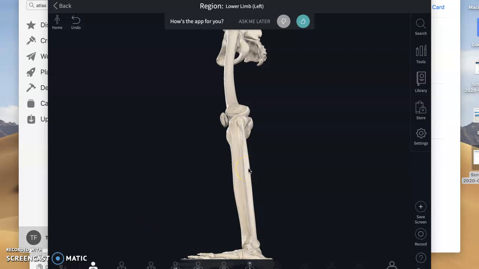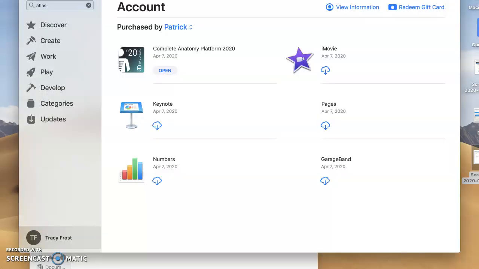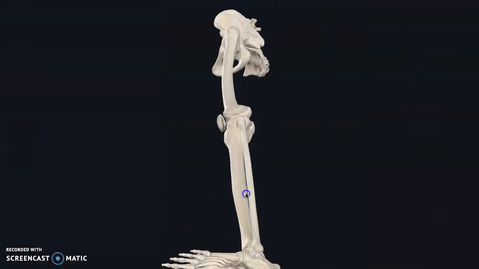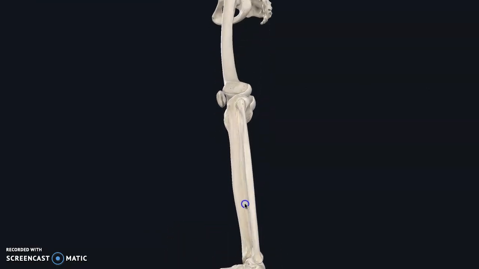Okay, class, today we are going to learn about naming the skeletal joints of the appendicular skeleton, and then we'll move on to the axial skeleton. Joints are simply named after the bones that create them.